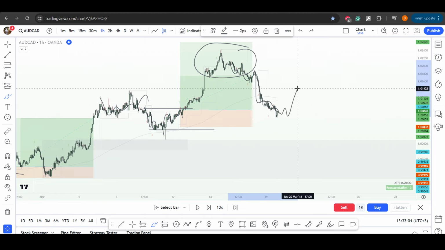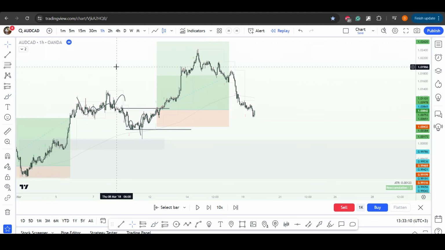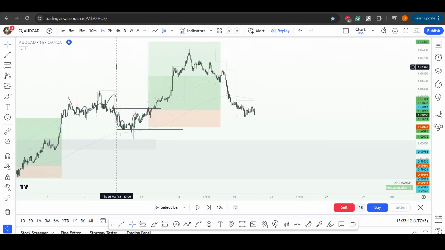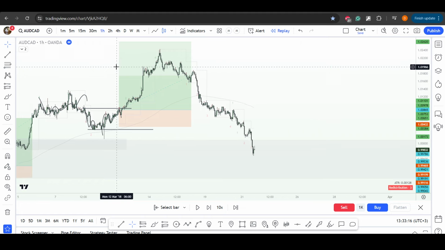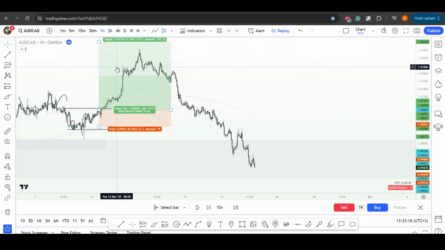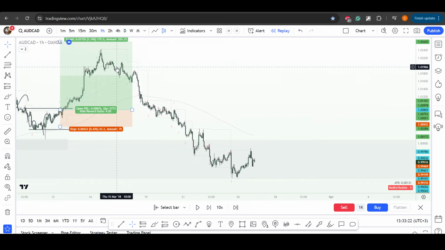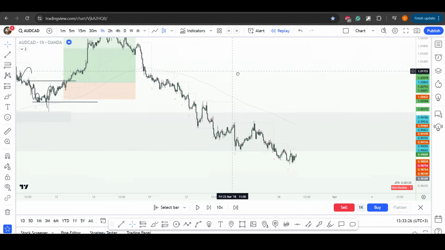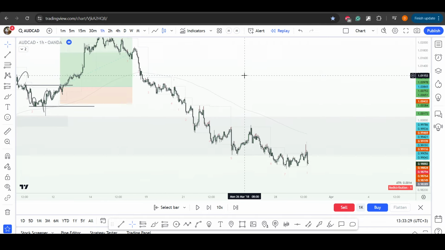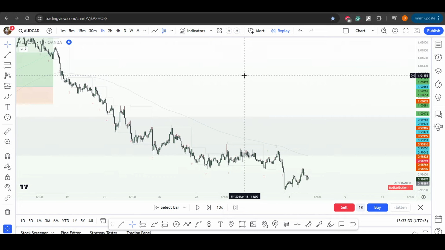Now the first shift to the upside will make it a possible redistribution to go even lower, or we just go lower from here like it is. Yeah, so you see we just go lower, and this zone is pretty interesting. So let's see what happens here. So we just move through the zone, basically no bullish reaction, and we just continue to the downside.